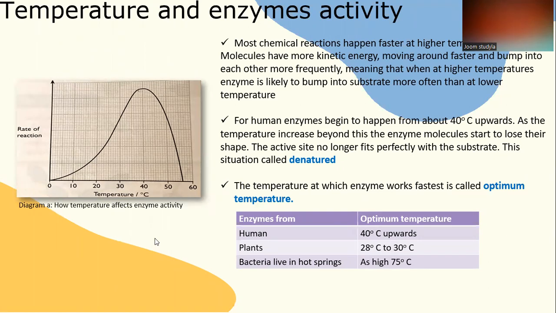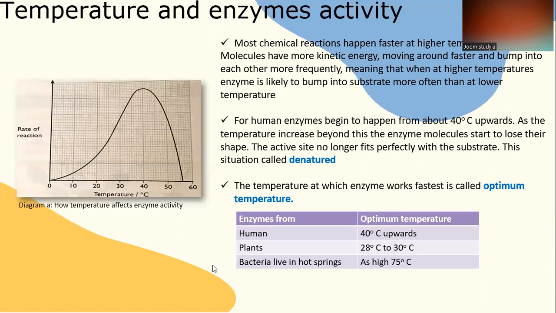For human enzymes, this begins to happen from about 40 Celsius upwards. As the temperature increases beyond this, the enzyme molecules start to lose their shape. So the active site no longer fits perfectly with the substrate. This situation we call denaturation. The temperature at which an enzyme works fastest is called the optimum temperature.